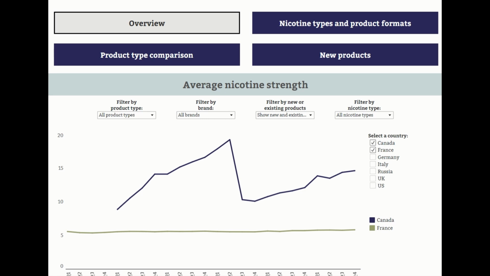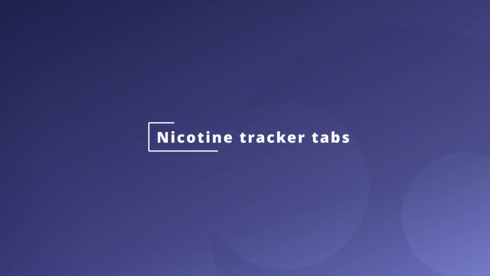The tracker covers 7 countries: Canada, France, Germany, Italy, Russia, the United Kingdom, and the United States, and the data collection for this tracker started in Q1 of 2018, with the exception of Canada, for which it started in Q1 of 2019. The data is collected and the tracker is updated on a quarterly basis.